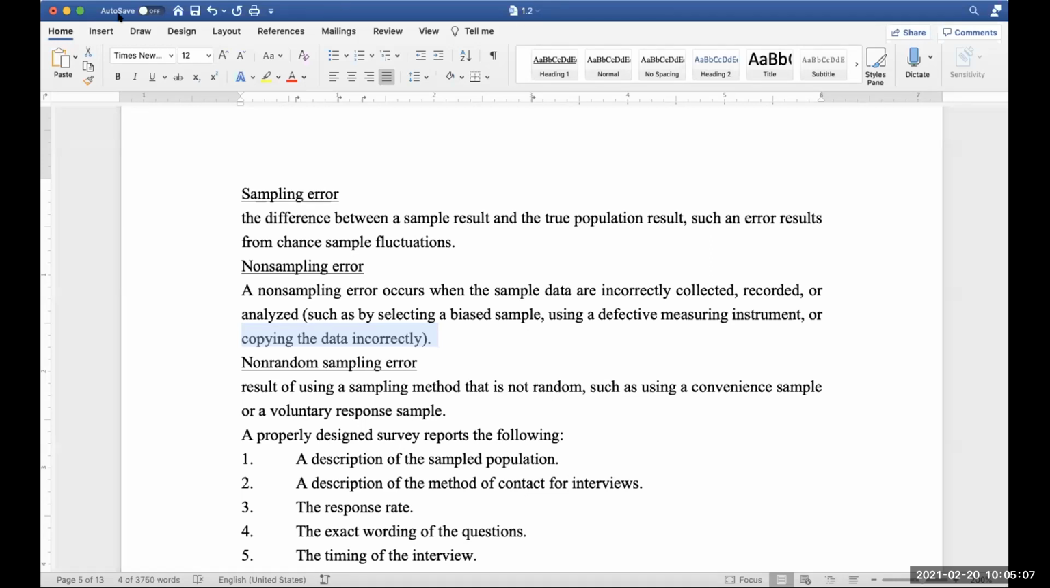And of course, sometimes people just type in things incorrectly. They'll transpose numbers or whatever. It's very easy.